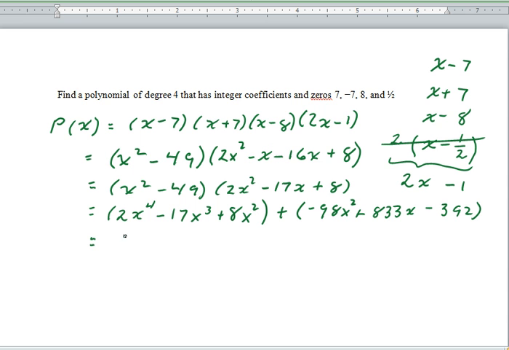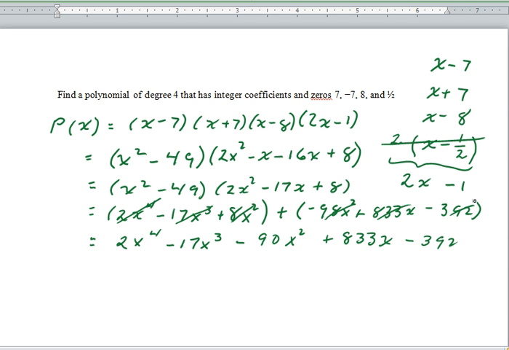So we've got 1 x to the 4th term, so 2x to the 4th. We've got 1 x cubed term, negative 17x cubed. We have 2 x squared terms, 8x squared minus 98x squared. So that's going to give us minus 90x squared. Then we have plus 833x minus 392. And this will actually be the polynomial with smallest integer coefficients and the given zeros.